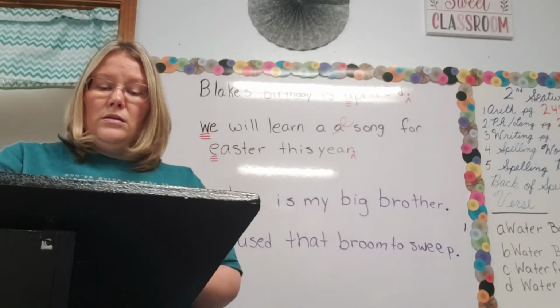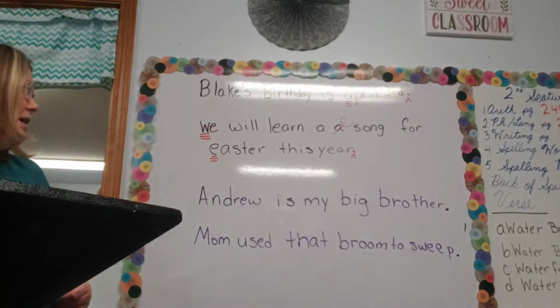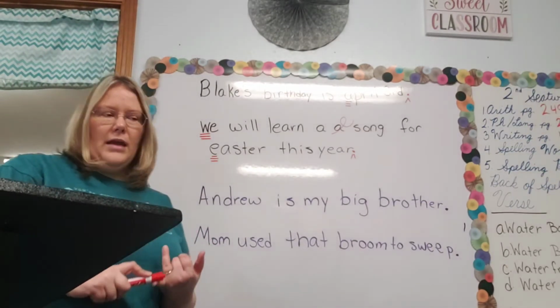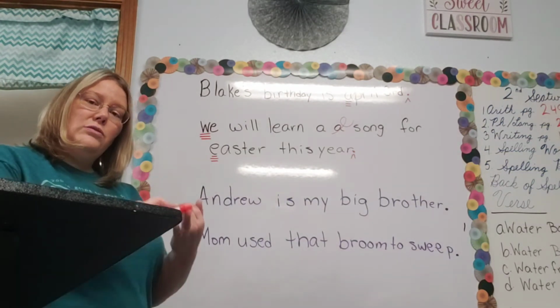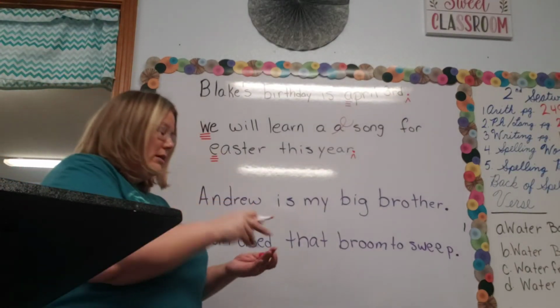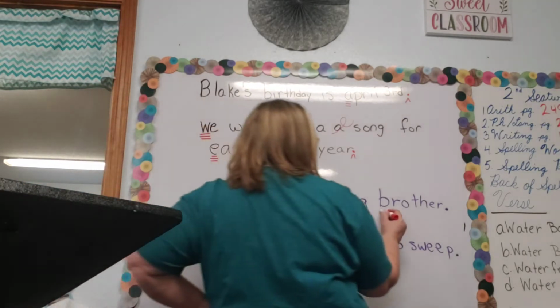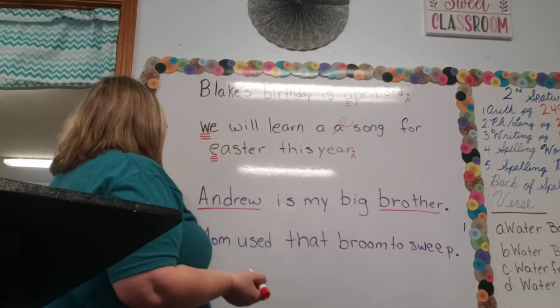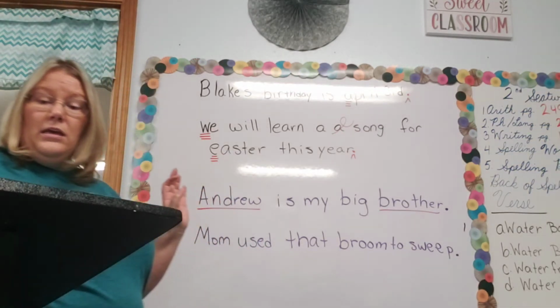So we're going to look at a couple sentences on the board. I think you can see them all right. And we're going to underline all our nouns. Then we're going to circle our adjectives and draw an arrow to the word that they describe. So I have Andrew is my big brother. Okay? Andrew is a noun. And brother is a noun. Is there any word in this sentence that talks about Andrew? Okay? No.